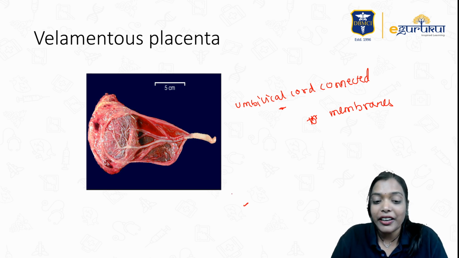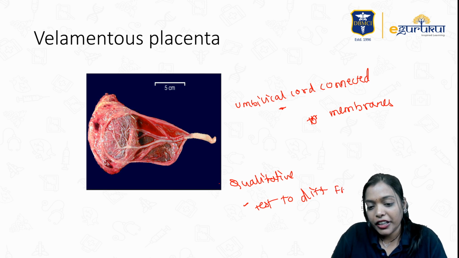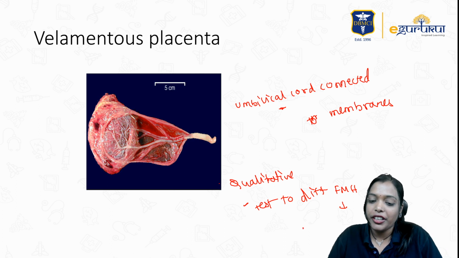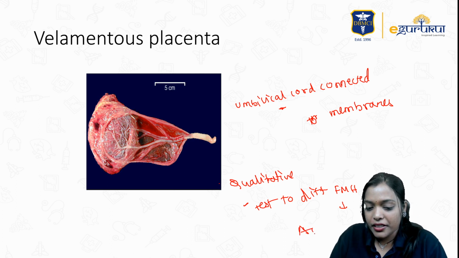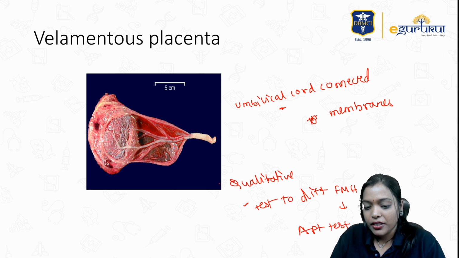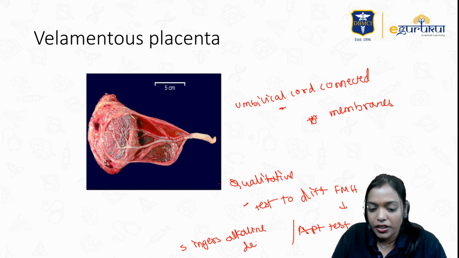The qualitative test to differentiate feto-maternal hemorrhage is the Apt test. It is also called Singer's alkaline denaturation test.